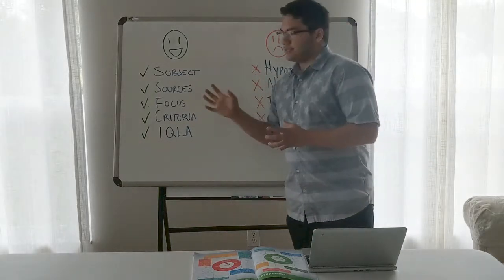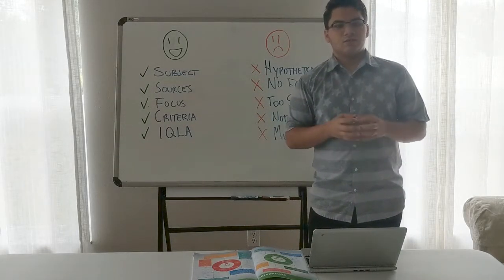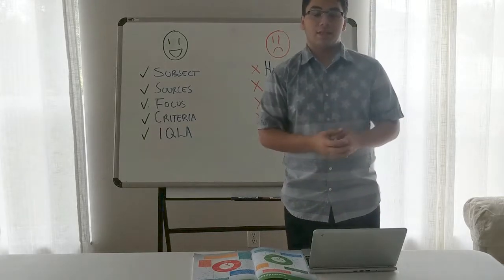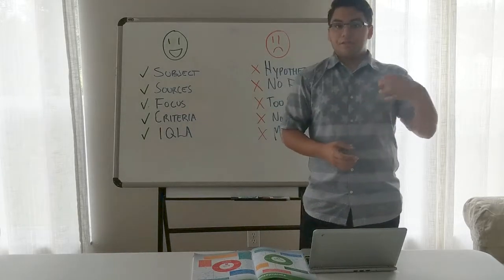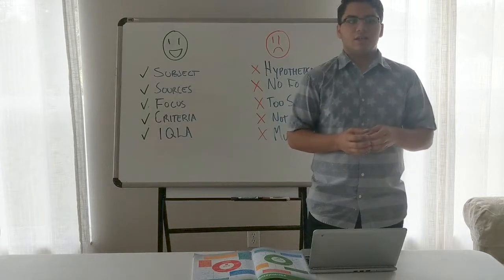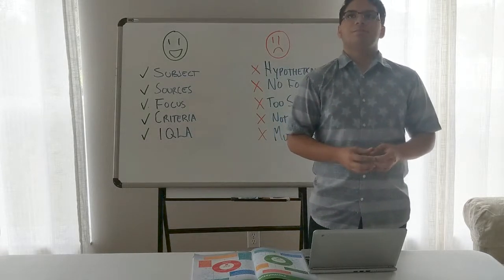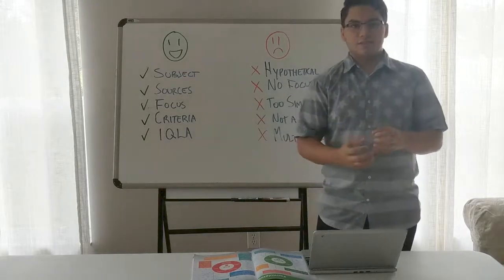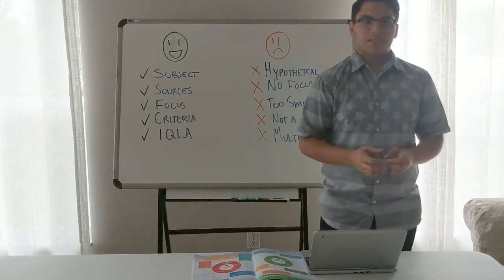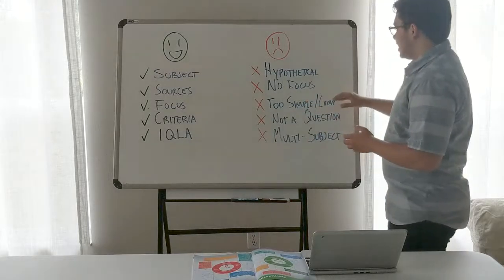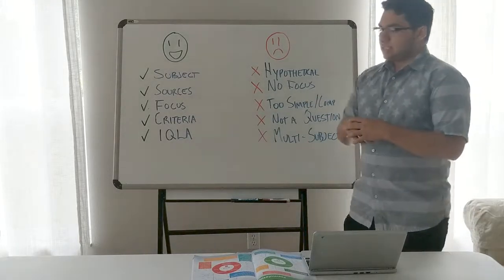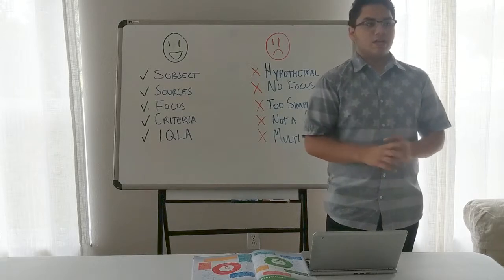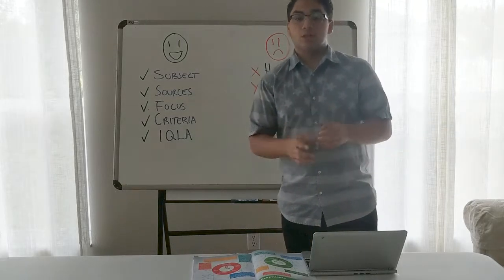Now, first is the subject. Your subject really is you choosing one specific diploma program subject, whether it be physics or biology or history or psychology or English. You have to choose a specific diploma subject. As you see here, I have multi-subject. If it's broad and it's multi-subject, that's bad, because you're not focusing on one aspect of whatever you're looking into.